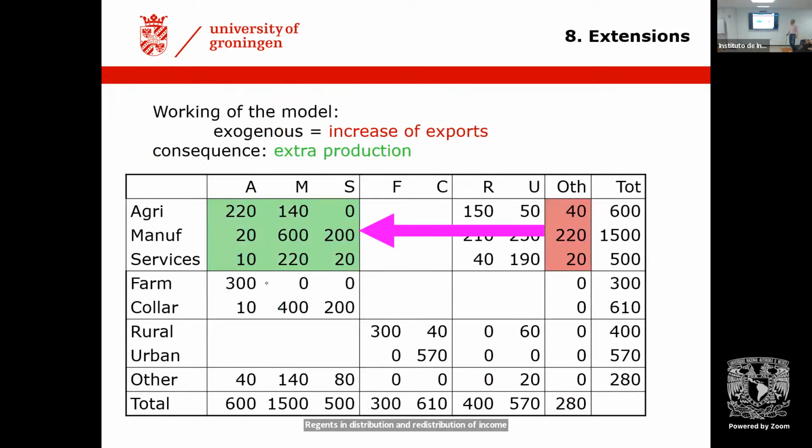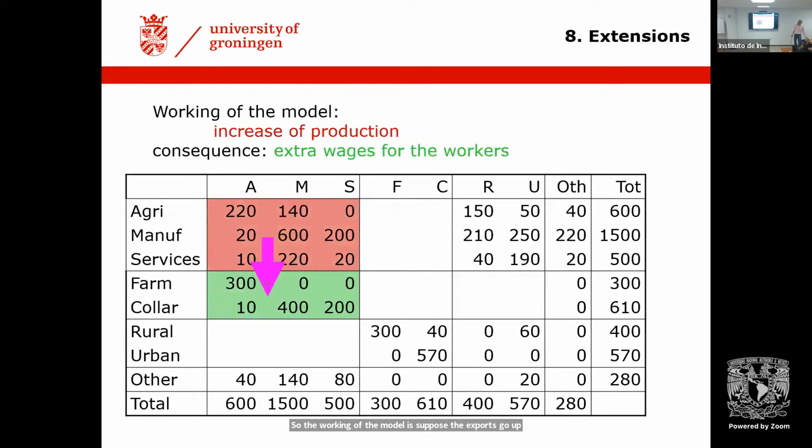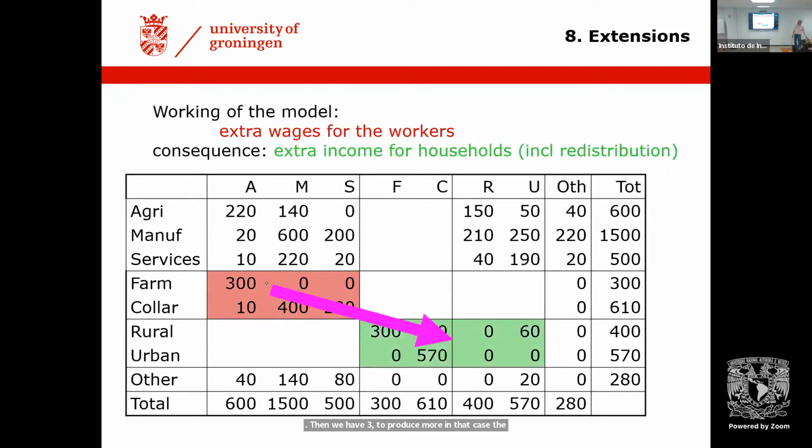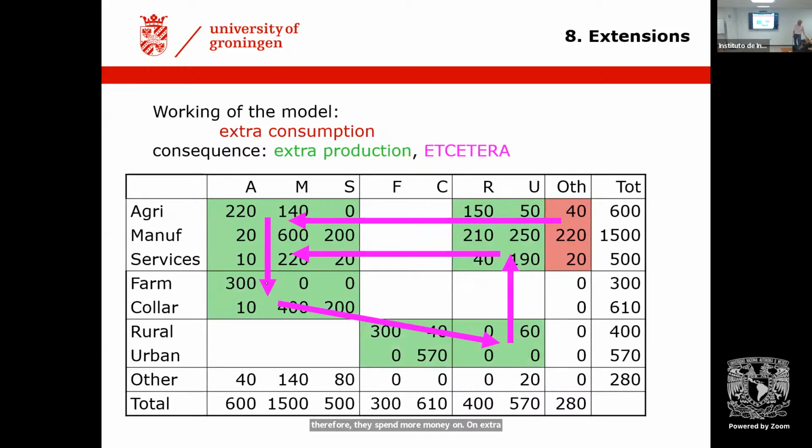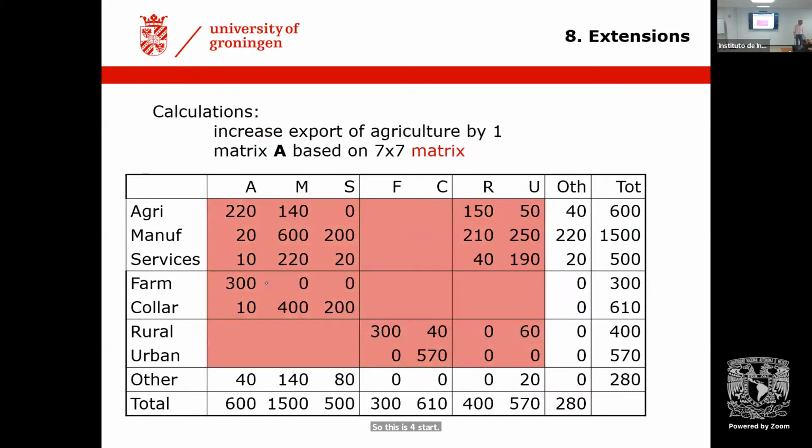So the working of the model is, suppose the exports go up, then we have through the input-output part to produce more. In that case, the workers earn more. In that case, the households receive more income through distribution and through redistribution, and therefore they spend more money on extra consumption, and then it turns around. So this is what happens. It starts turning around. Still, you can run your calculations.